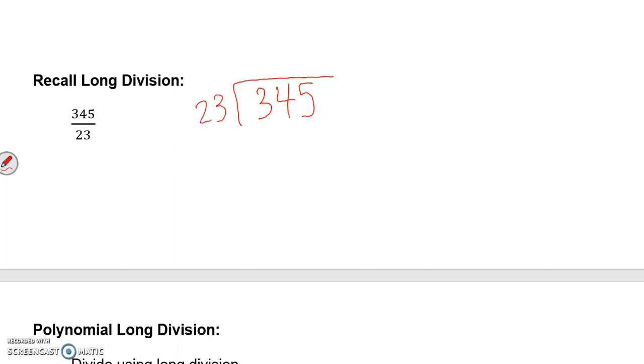I know 23 goes into 34 one time. 23 times 1 is 23. We subtract that from our 34. 4 minus 3 is 1. 3 minus 2 is 1. And then we'll bring down our 5.